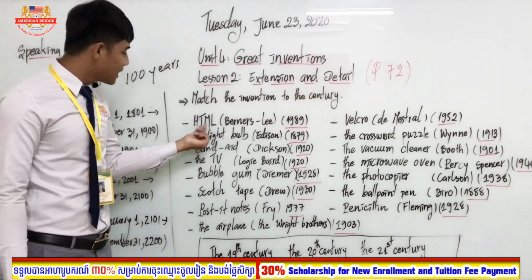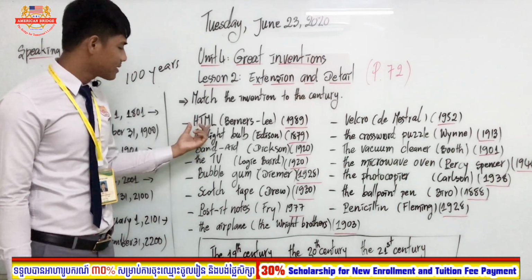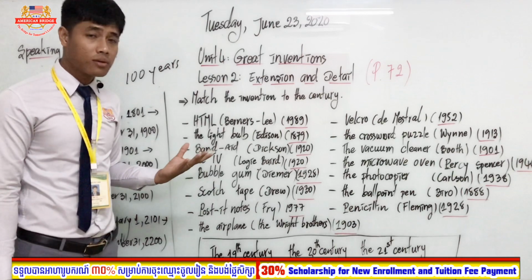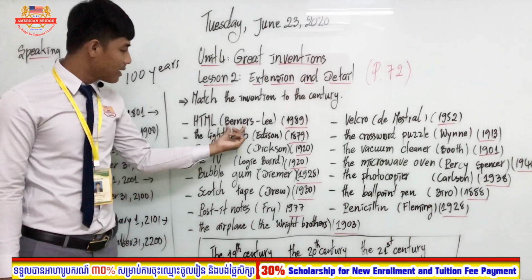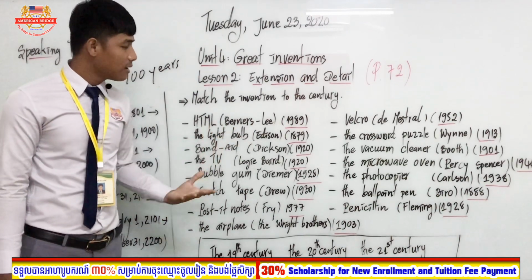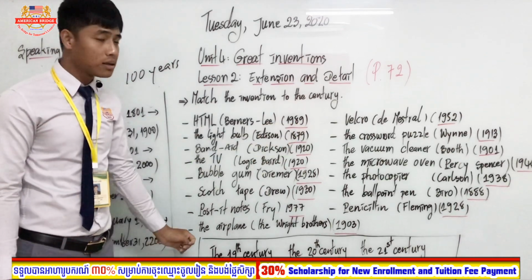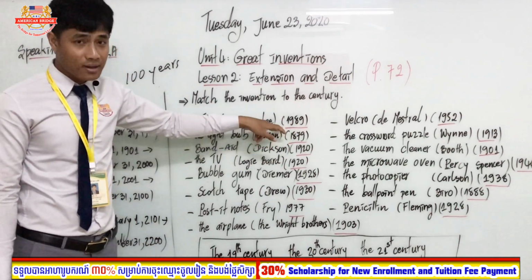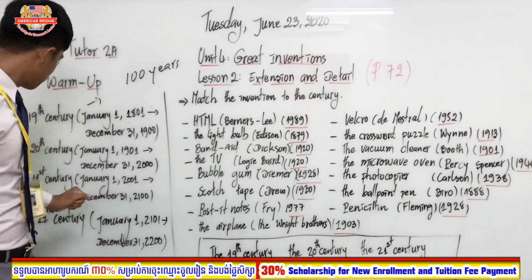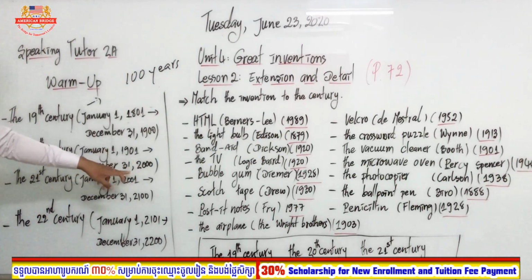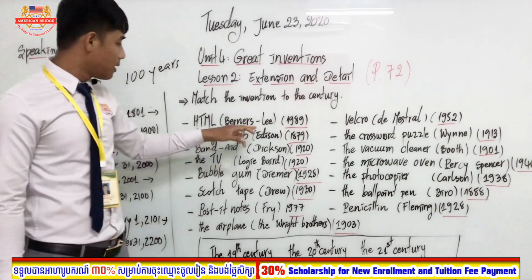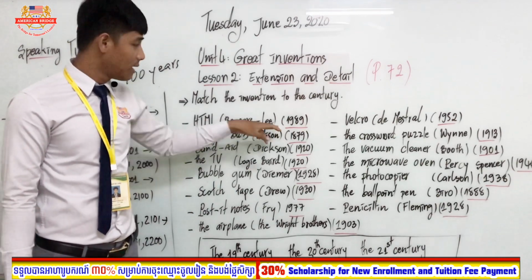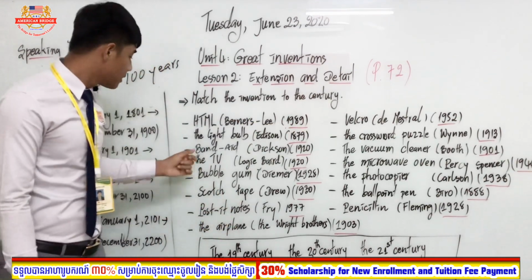Good. So HTML, okay? HTML is like the code of a computer or website. It's the code, invented by Berners-Lee in 1989. So 1989, which century is it, everyone? It's from 1901 to 2000. So it's in the 20th century.